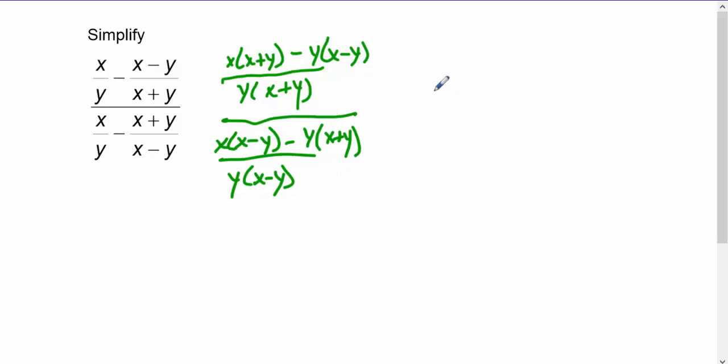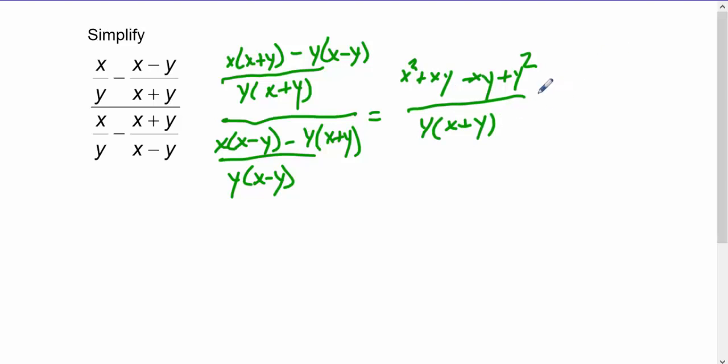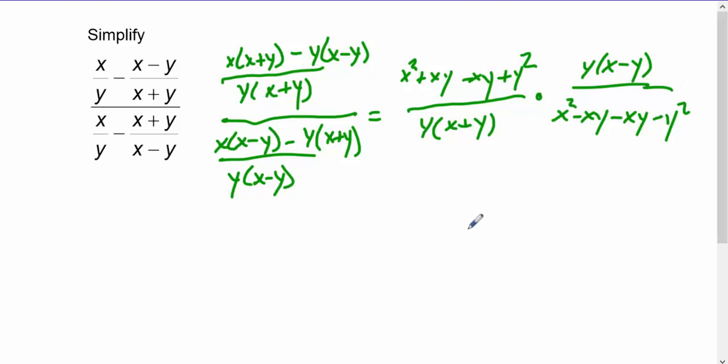So now I'm going to clean things up a little bit. I have x squared plus xy minus xy plus y squared over my y and my x plus y. Now watch what I'm going to do. I'm going to multiply by the reciprocal, so I have a y and an x minus y over x squared minus xy minus xy minus y squared. Okay, I'm going to have to clean this up a little bit.